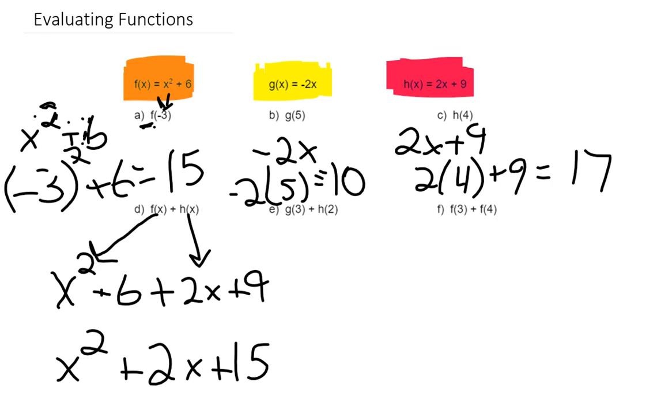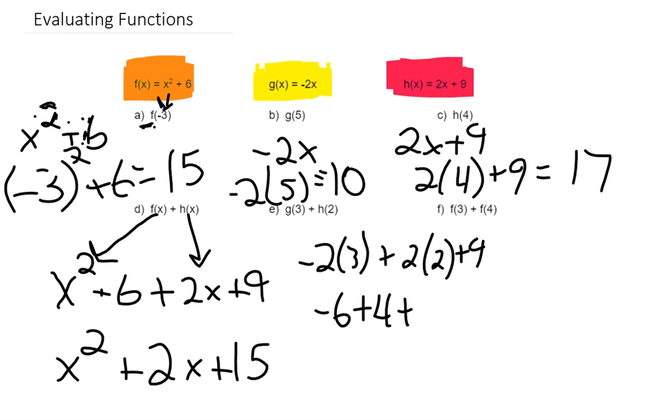So it's pretty simple. Now I have g of 3 plus h of 2. So I'm going to plug in 3 for g, so I'm going to have negative 2 times 3. I'm going to add that to h of 2, so 2 times 2 plus 9. Negative 2 times 3 is negative 6, plus 4 plus 9, which will give me a negative 6 plus 13, so that'll give me a 7.